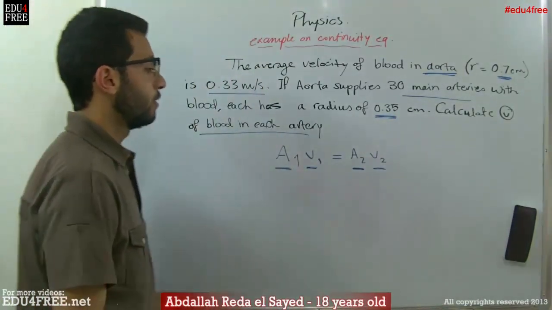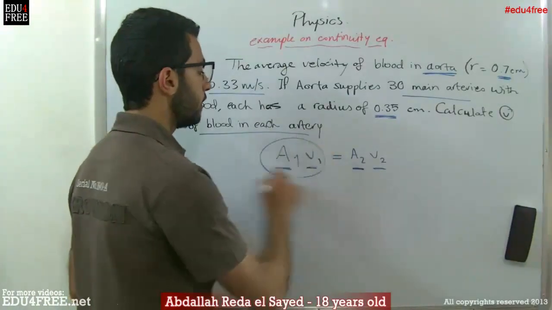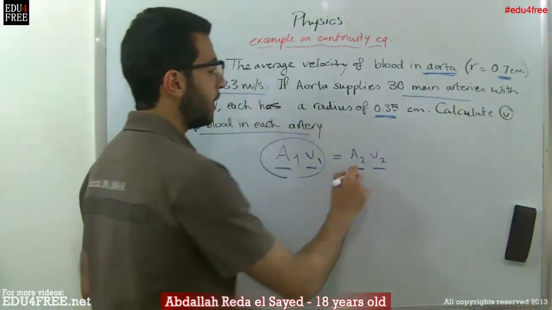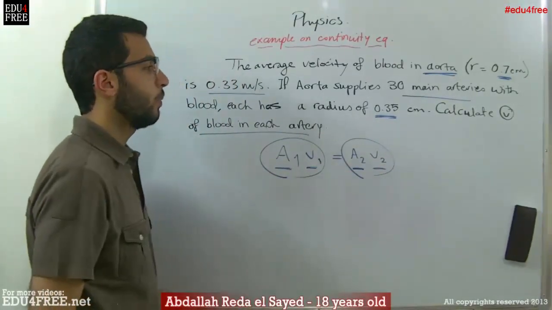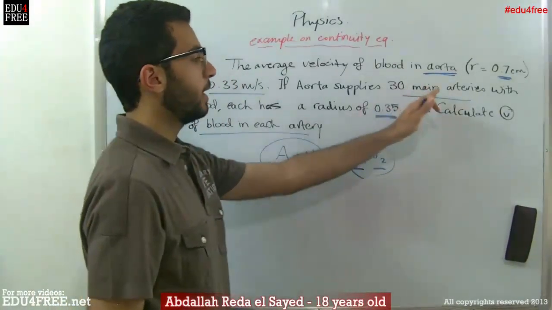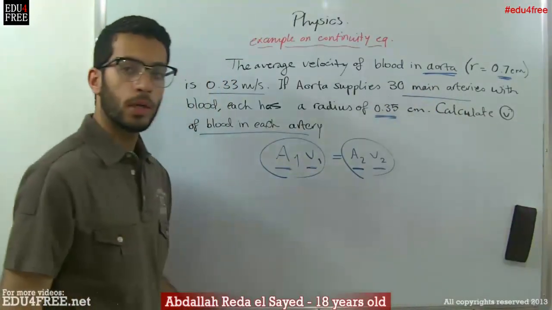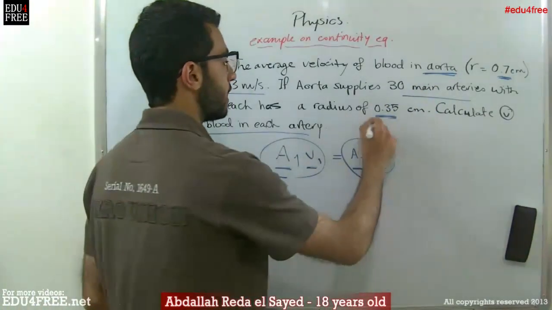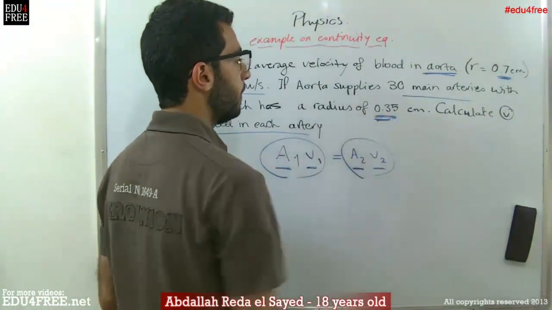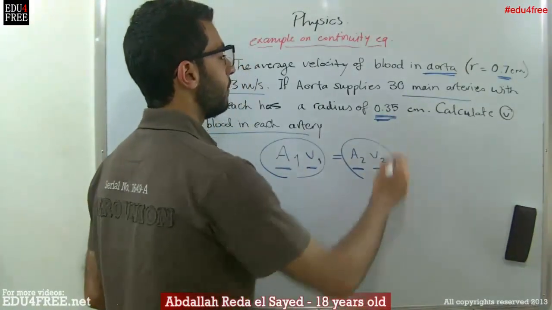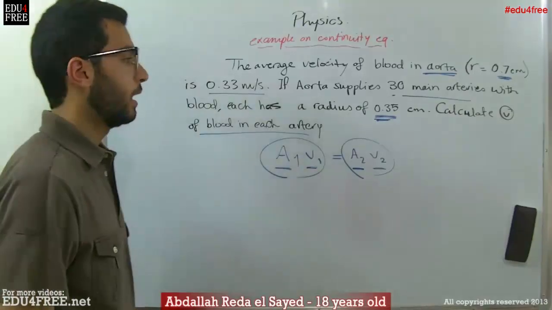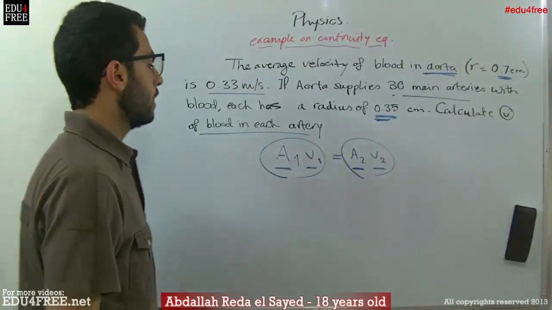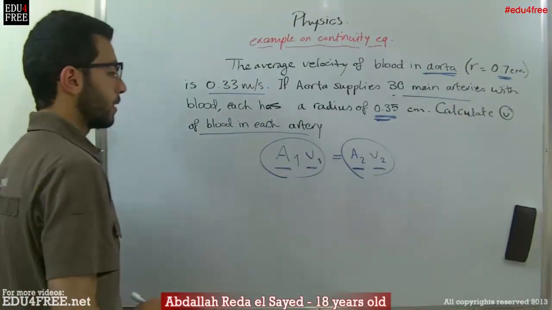But here we don't have two tubes. We have the aorta at that side, and here we have 30 arteries at that point. No problem. We will deal with the 30 main arteries as if they were one artery by getting the cross-sectional area of one of them, then multiplying it by 30. So here is what we are going to do.